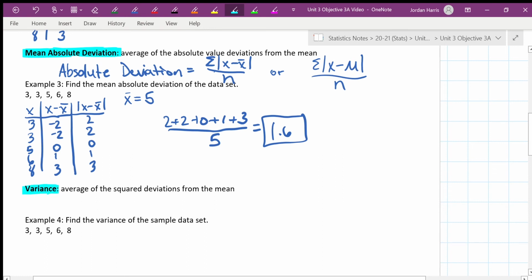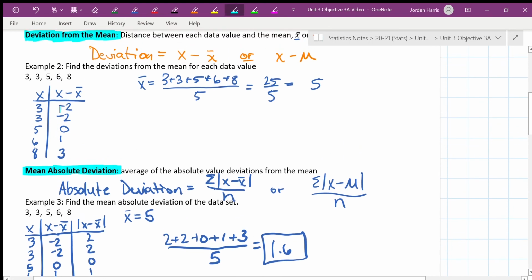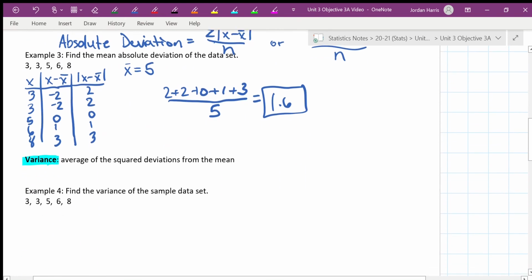Taking the absolute value is one way to deal with these deviations to make them not add up to 0. The other way is the variance, and that is the most commonly used one. So this is one you really are going to need to know because we're going to do this all the time. Okay, so we take the squared deviations. Now we're going to square them. And we actually have two different formulas.